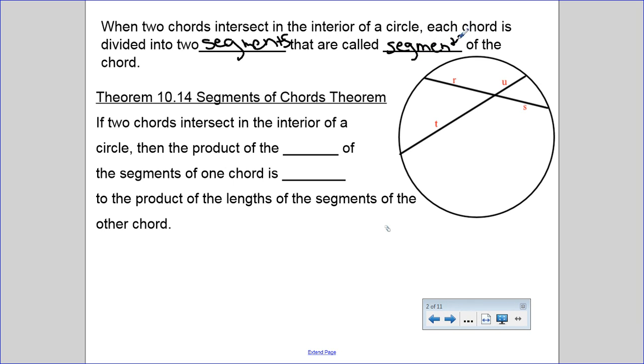So if you look at the picture below, you have this chord right here, but the segments of it would be R and S. The segments of the other chord would be T and U.